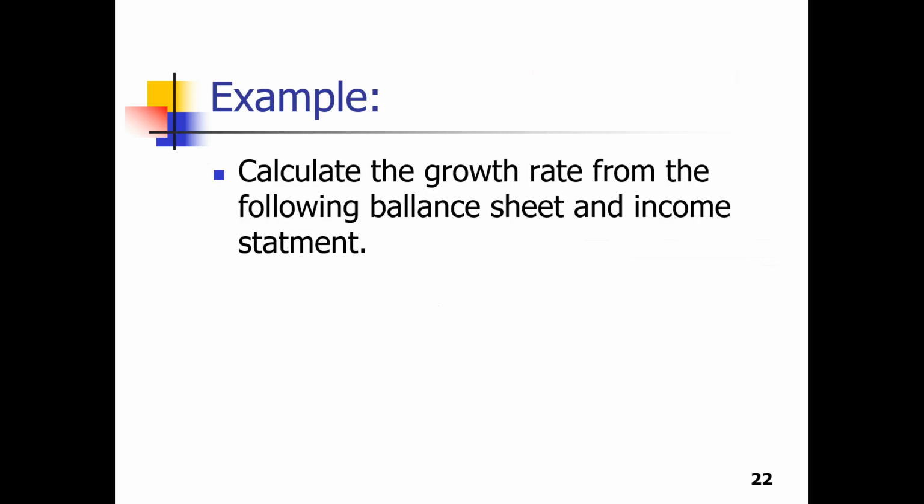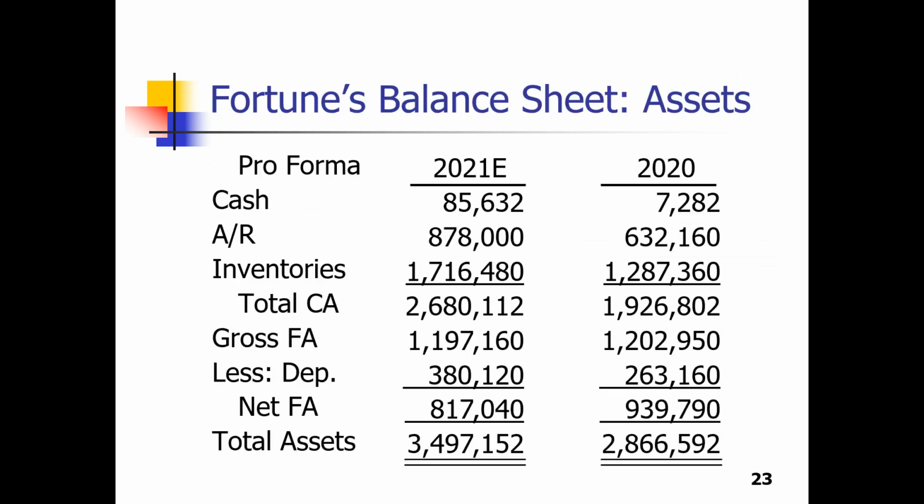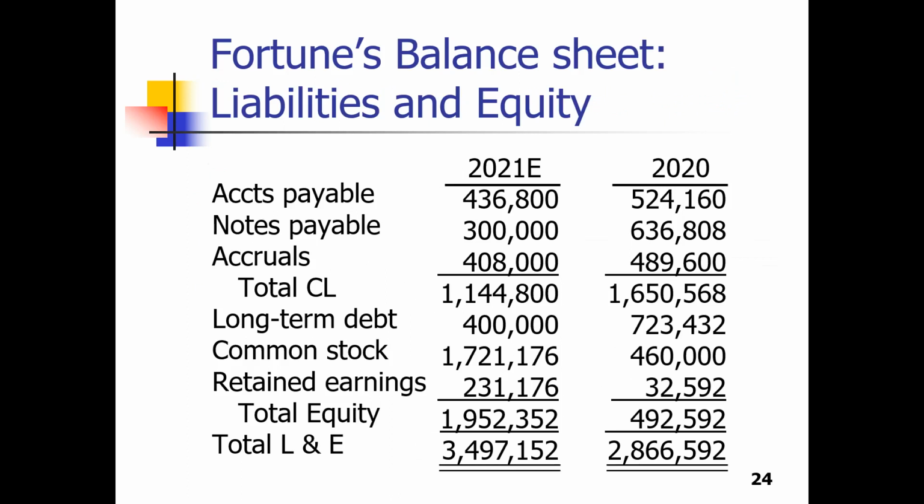Calculate the growth rate from the following balance sheet and income statement. An example. Here is a balance sheet, and I have the asset side, and here I have the liability side. So I go to common stock, which is how much money we raised when we had the common stock, and then we go to retained earnings, and those two added up and become 492.